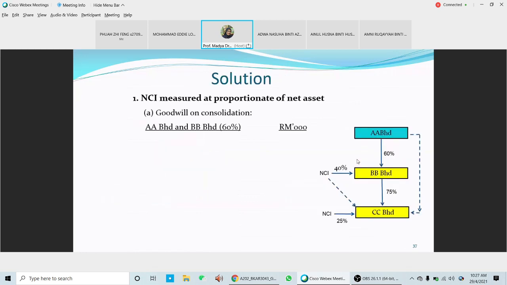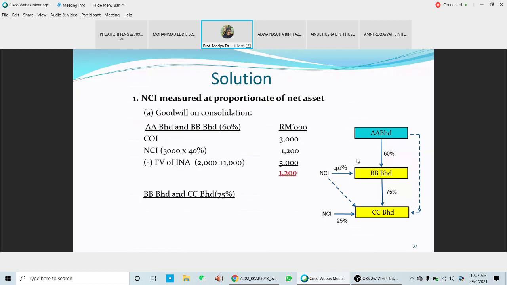Then we're going to account using NCI at the proportionate share of net assets, which means there is no goodwill for the NCI here. The cost of investment is 3 million. Sorry, we're going to calculate for the NCI here. The parent has 60%, so the NCI has 40%, which gives us 1.2. Altogether, total investment will be 4.2 minus 3, so we have 1.2 for the goodwill. So the goodwill in B here is 1.2.